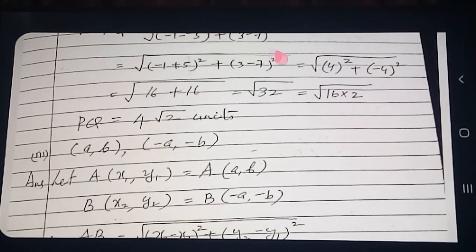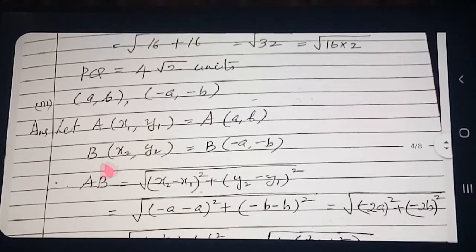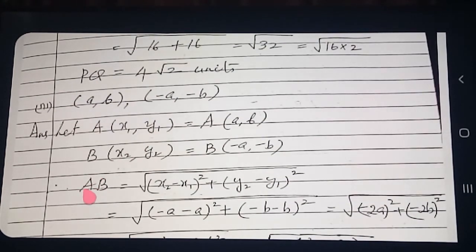Here there is no need to explain more and more. Only application of the formula: place x1 and x2, apply the correct values. There is no other confusion. Here, what is A (x1, y1)? A (x1, y1) is the same as A. And what is B (x2, y2)? It is (-a, -b). So we can write the distance formula: AB is equal to root of (x2 minus x1) the whole square plus (y2 minus y1) the whole square. Are you following now? Yes.